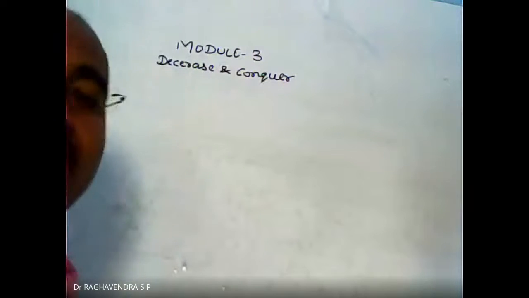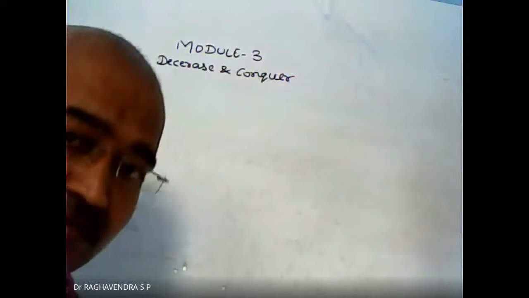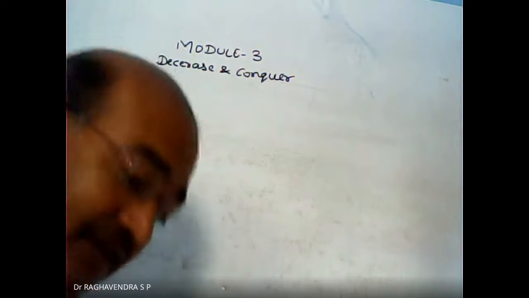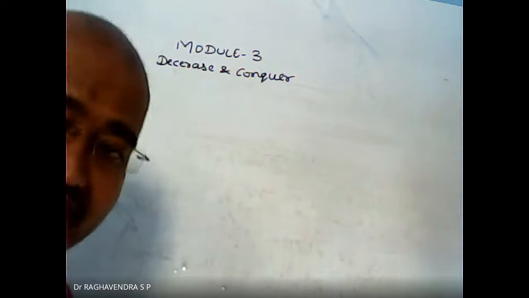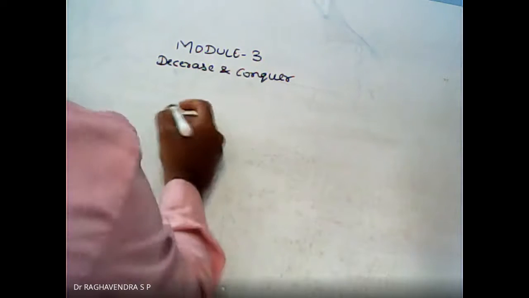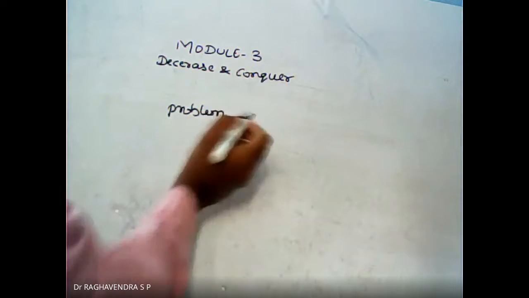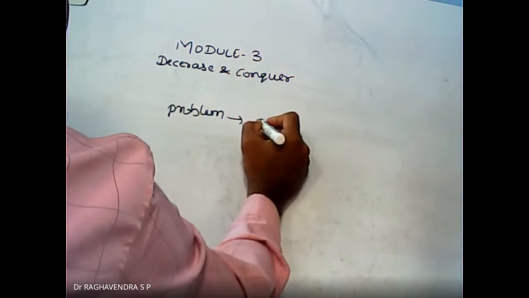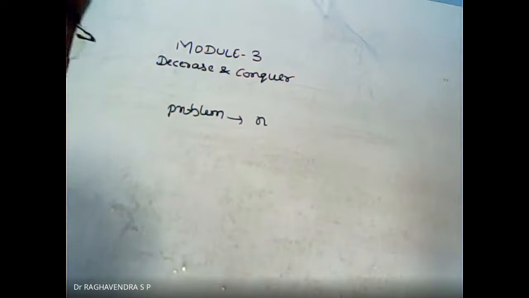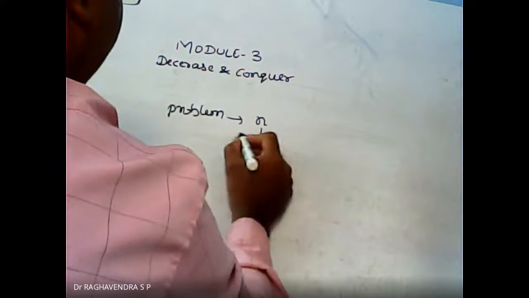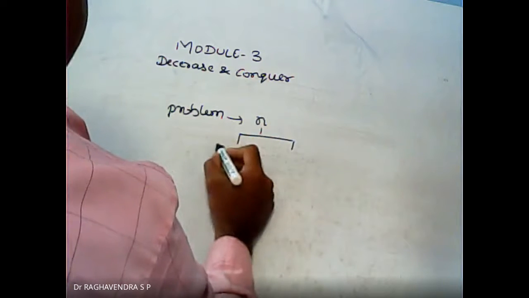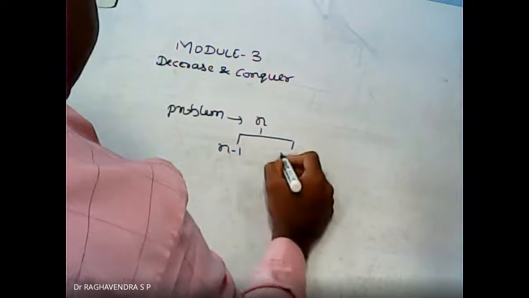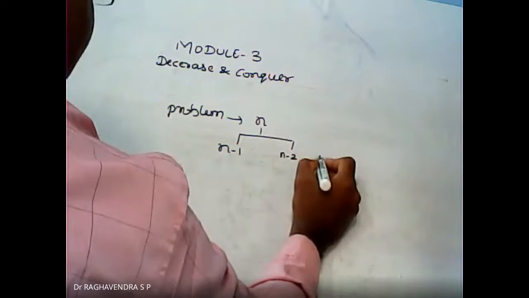So decrease and conquer, just like our divide and conquer, is also another straightforward problem solving technique, where we are going to divide a problem. Say we have a problem of size n. It can be divided into two subproblems: one is the n minus 1 problem, and whatever the remaining problem is, that is n minus 2, and so on up to 1.